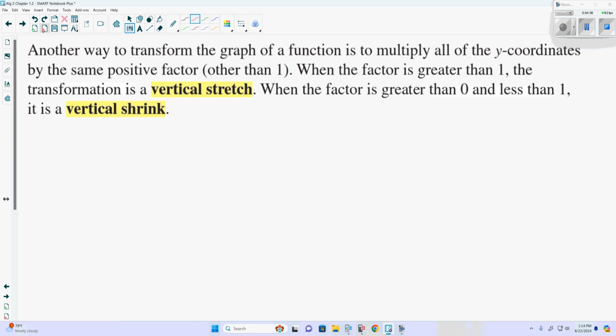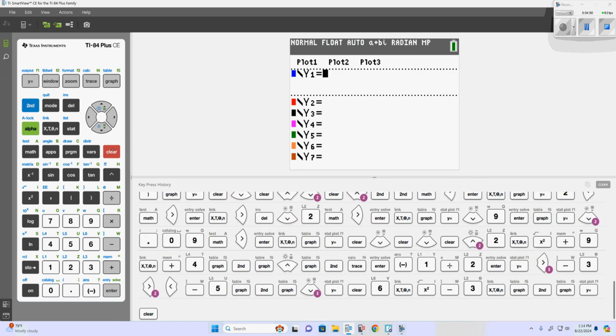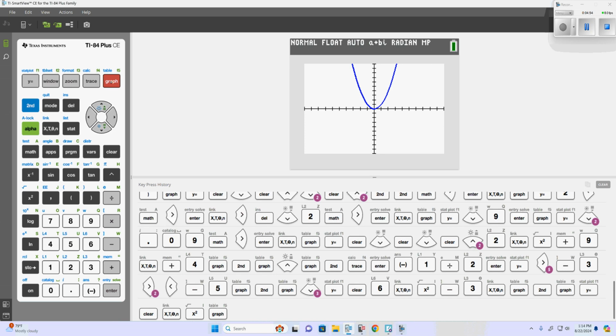When we're talking about vertical stretch and shrink, again, vertical, up and down. If we're stretching it, it's going to increase faster. If it's a vertical shrink, it's going to increase slower. And it's all relative to the general function that we're starting with. So I'm going to just say x squared, graph. That's the parent function. That's the starting one.